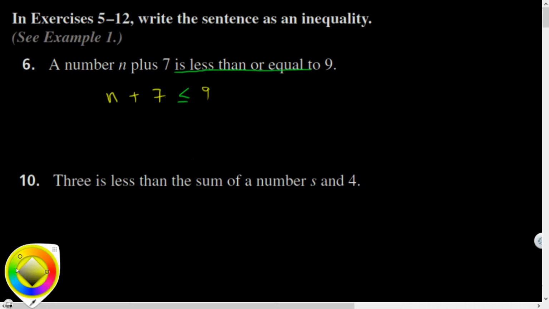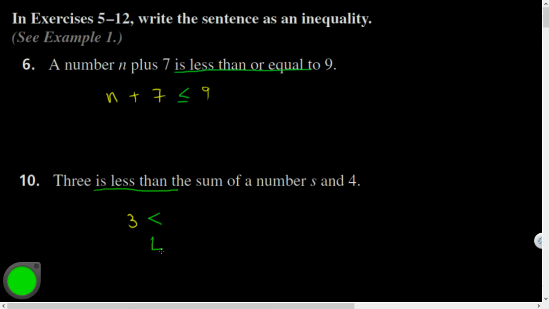All right, how about this next one? It says 3. I can write the number 3. Is less than the sum. Oh, is less than. Does that mean I'm subtracting 3 from something? No. If this word is was missing, 3 less than something would mean subtraction. But once the is shows up, that means this is a relationship here. And is less than is going to be like this. Less than sign is like an L for right, left, less, L.